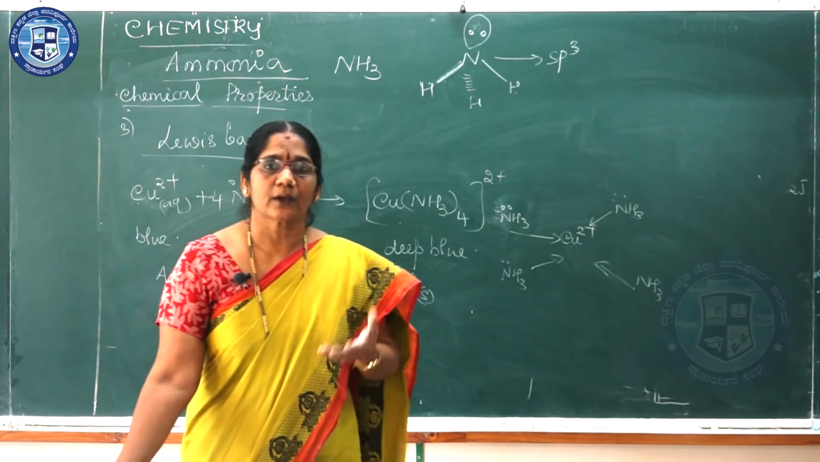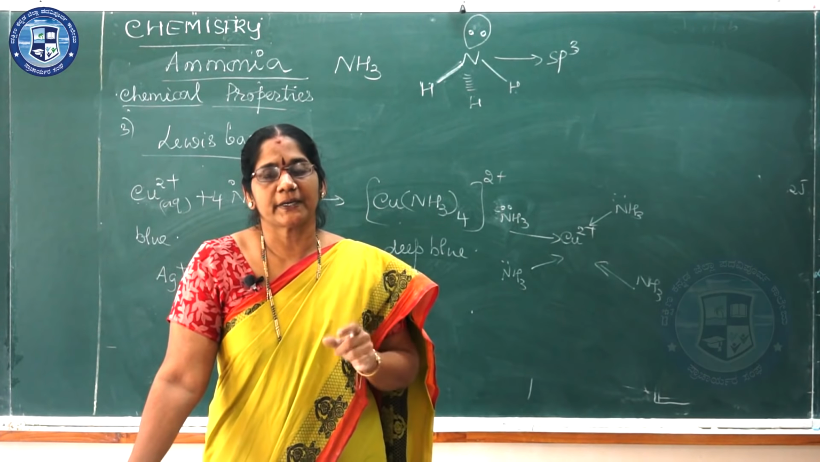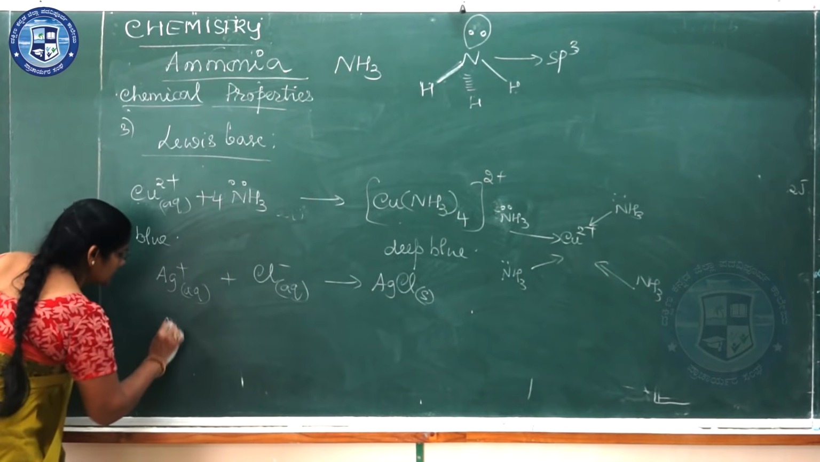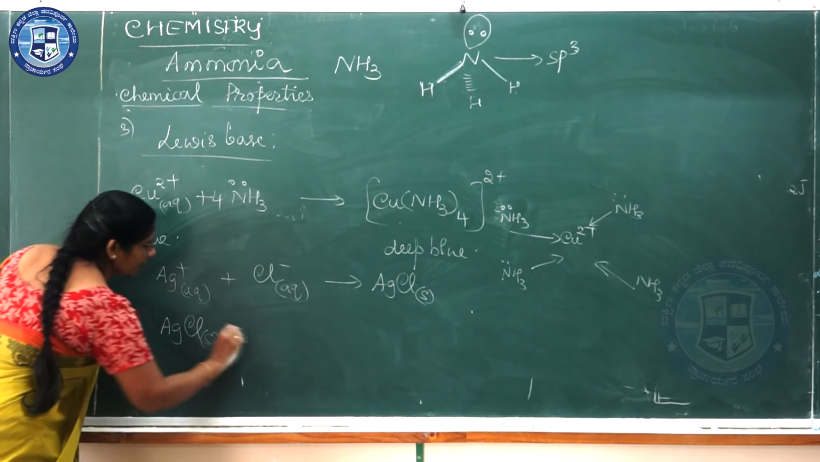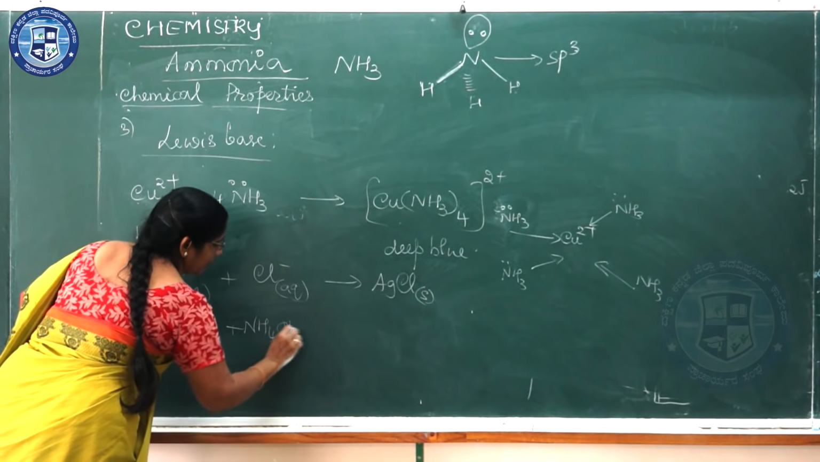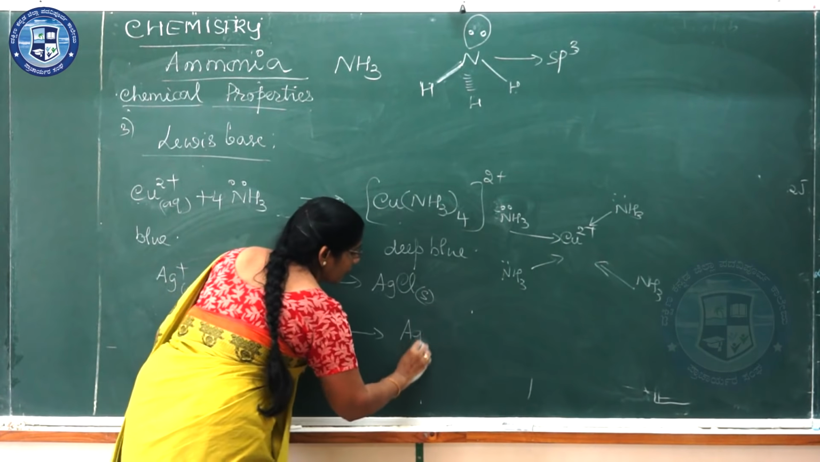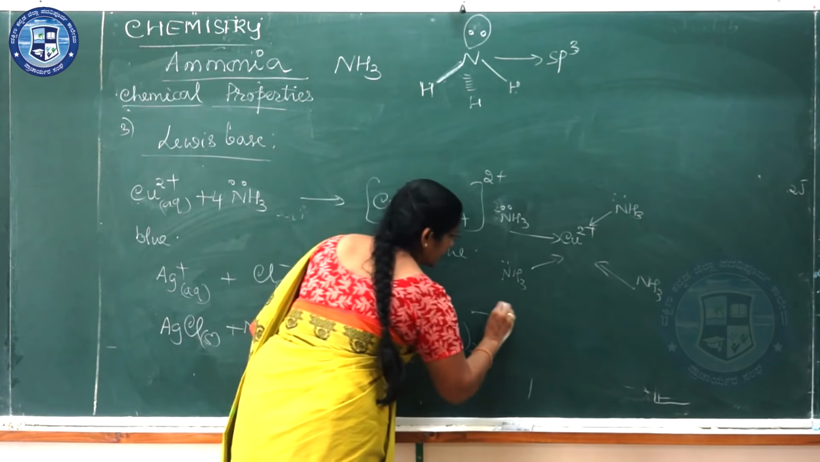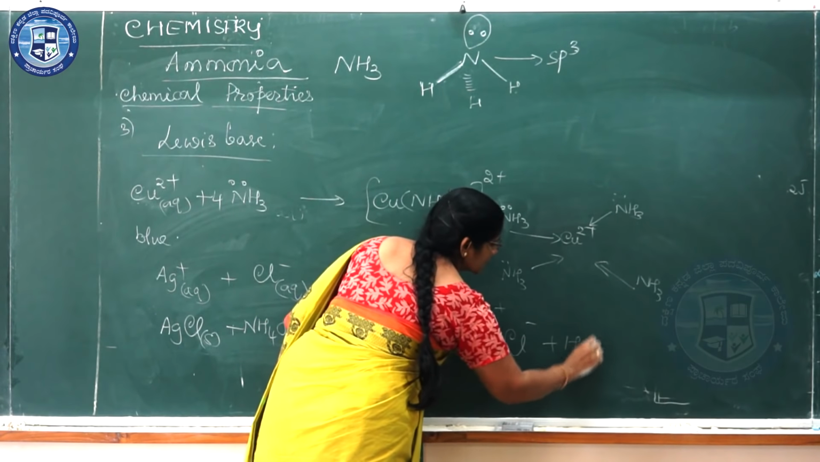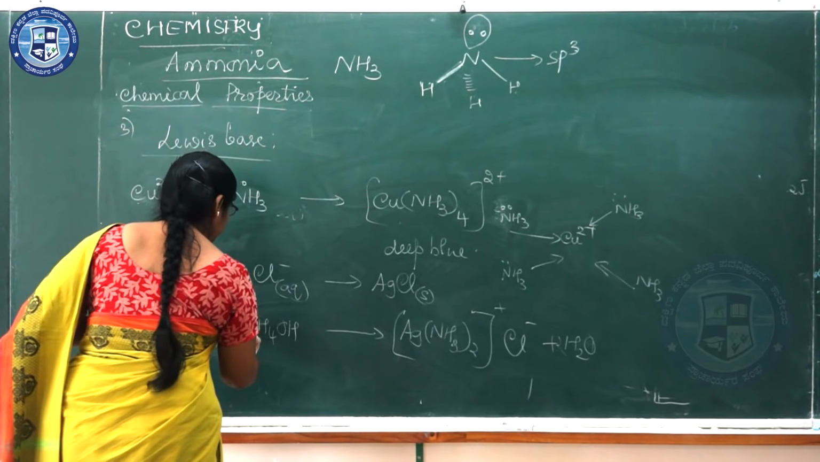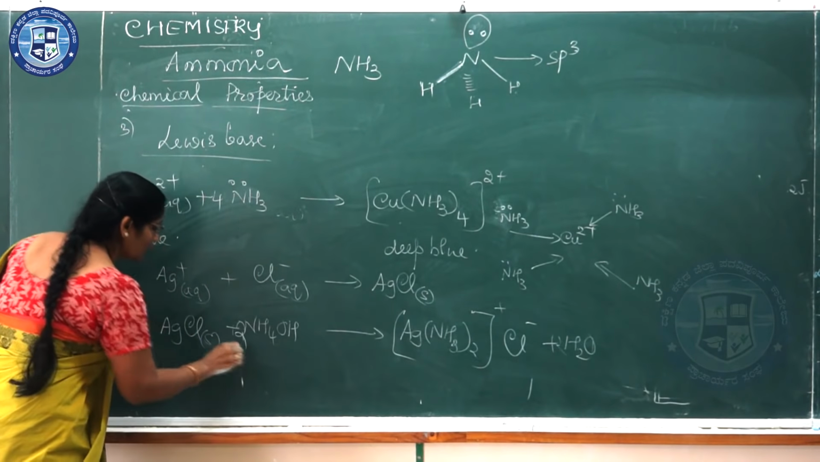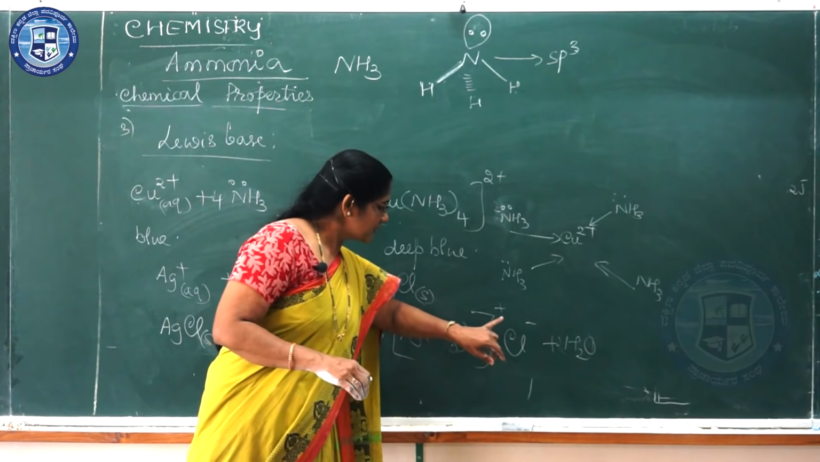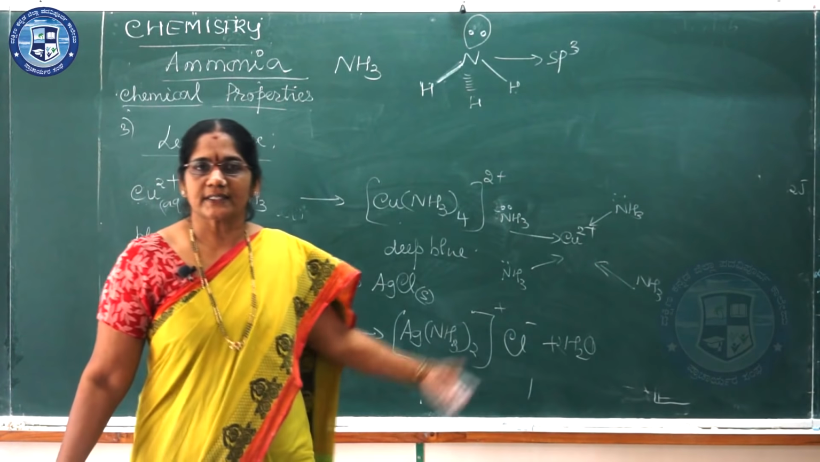And then in the second column you have written the curdy white precipitate is soluble in ammonium hydroxide. So what's happening here? This silver chloride, when you add ammonium hydroxide, dissolves to give diamine silver chloride and of course water too. So the curdy white precipitate dissolves in ammonium hydroxide to give diamine silver chloride. So this is one more reaction.